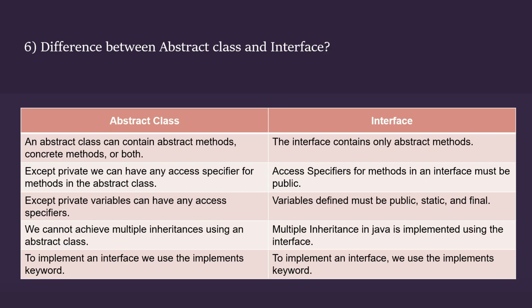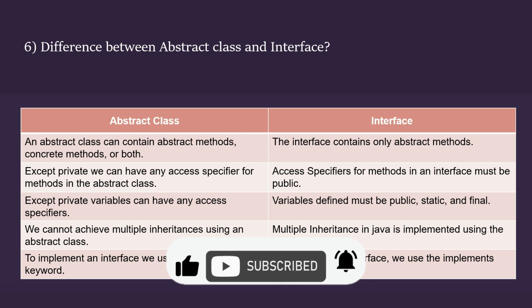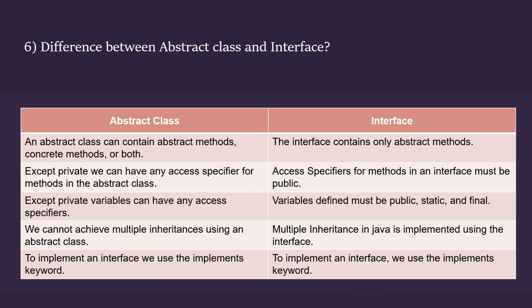Question 6. Difference between abstract class and interface? Abstract class. An abstract class can contain abstract methods, concrete methods, or both. Except private, we can have any access specifier for methods in the abstract class. Except private, variables can have any access specifier. We cannot achieve multiple inheritance using an abstract class.